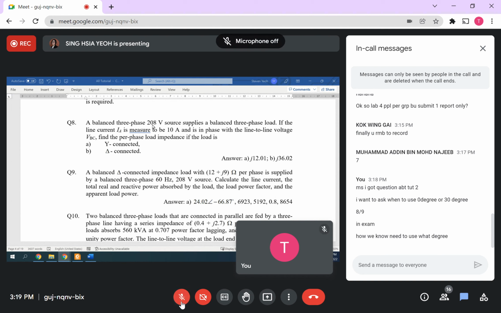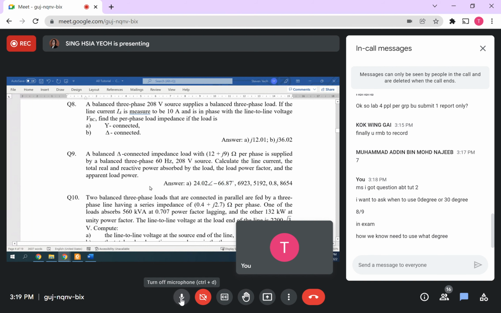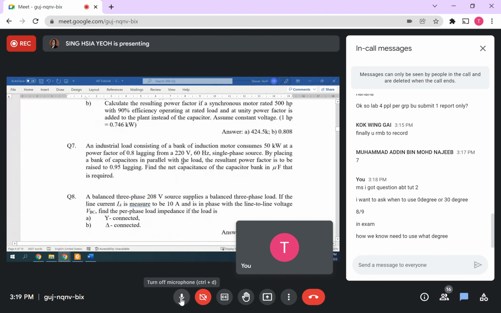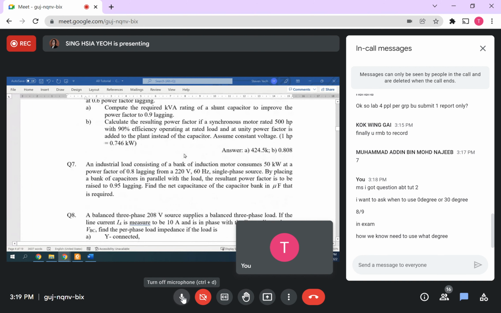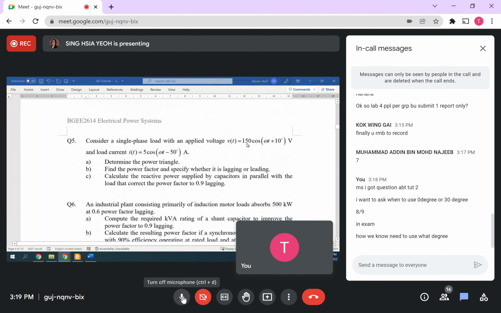In the exam you follow the question. If the question says 208, that means it should be 208 angle 0 degree. If I want you to use 30 degree, I will put 208 angle 30 degree. That one is the reference in the books, but in the exam, for it to be easier for me to mark your answer, I need to fix it. So we follow the question. Whatever value is given, you just take the value. You need not make a guess. 220 means 220 angle 0 degree.